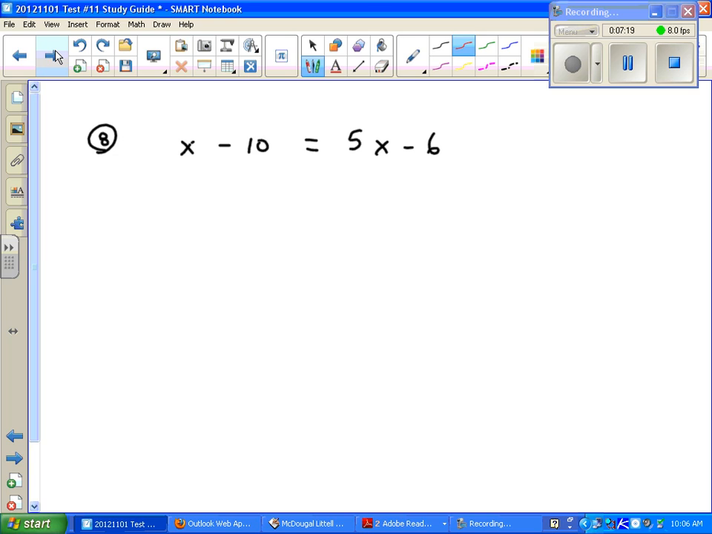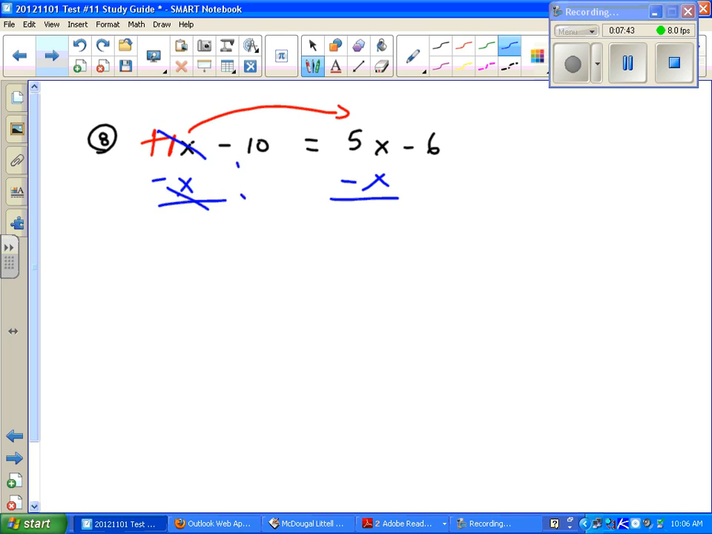Number 8 says x minus 10 equals 5x minus 6. Again, you want to move all your x's to the same side. This is the same thing as 1x. If you need to write it in, you can. You want to move that smaller x over to the larger one. It's a positive 1x, so that's like plus 1x. So you want to subtract x, or 1x. You subtract x on one side, you have to subtract x on the other side.